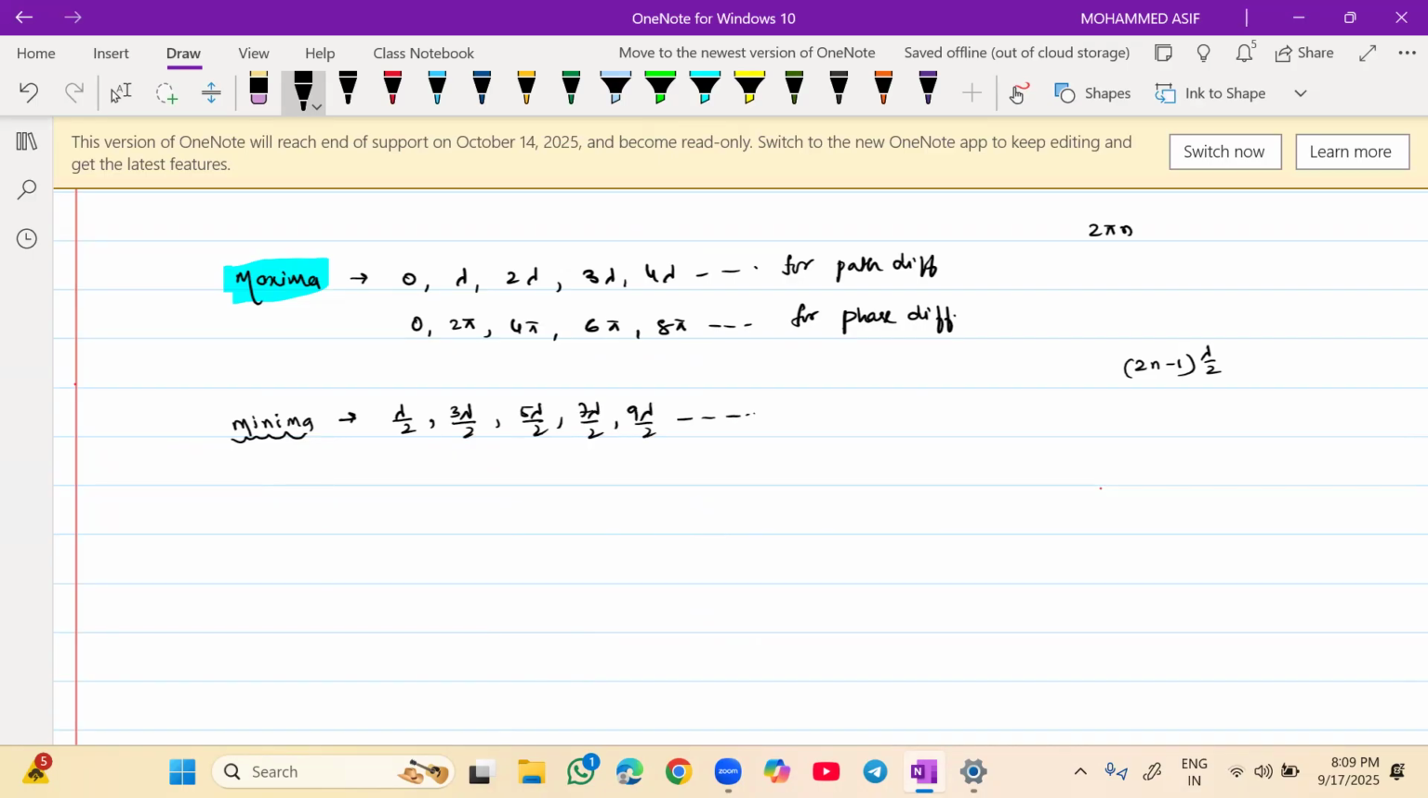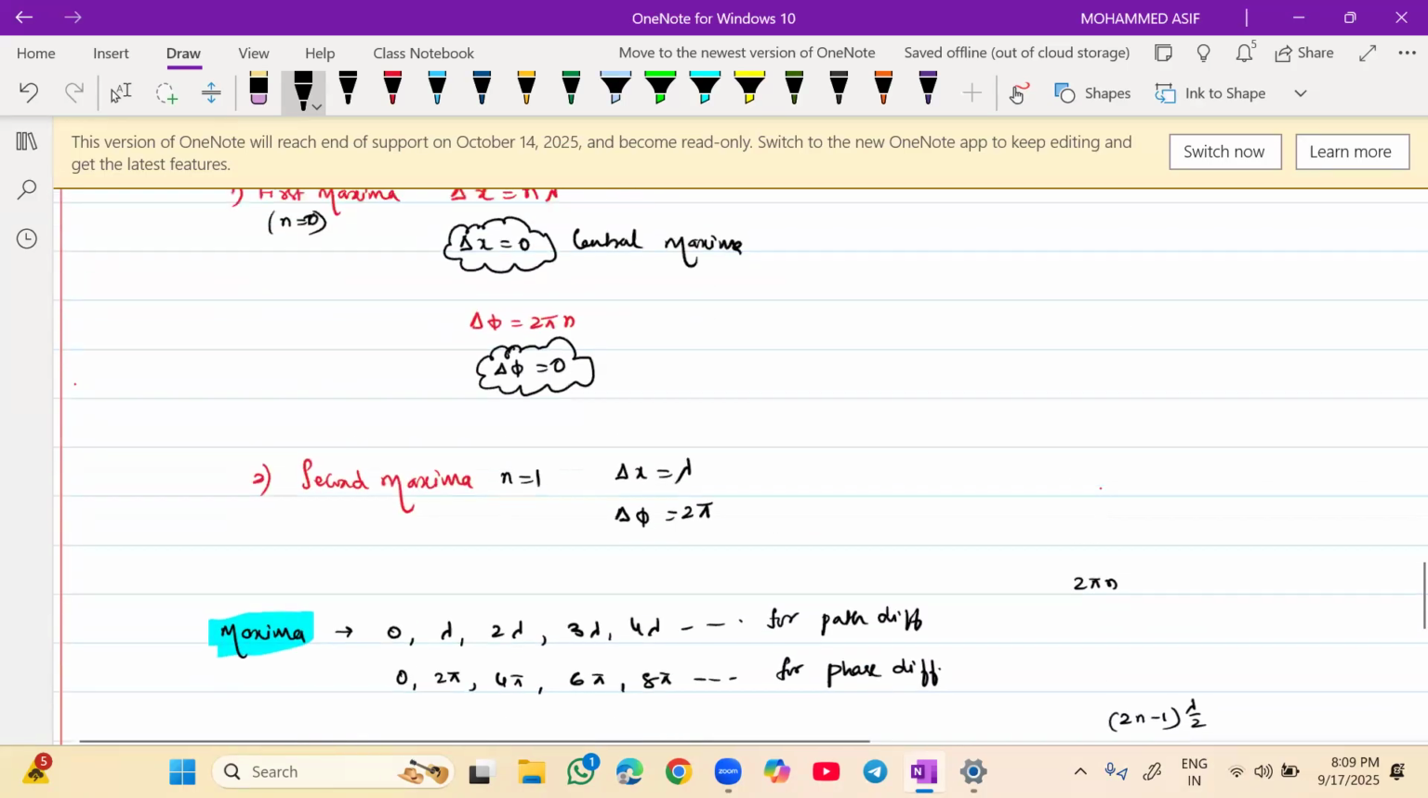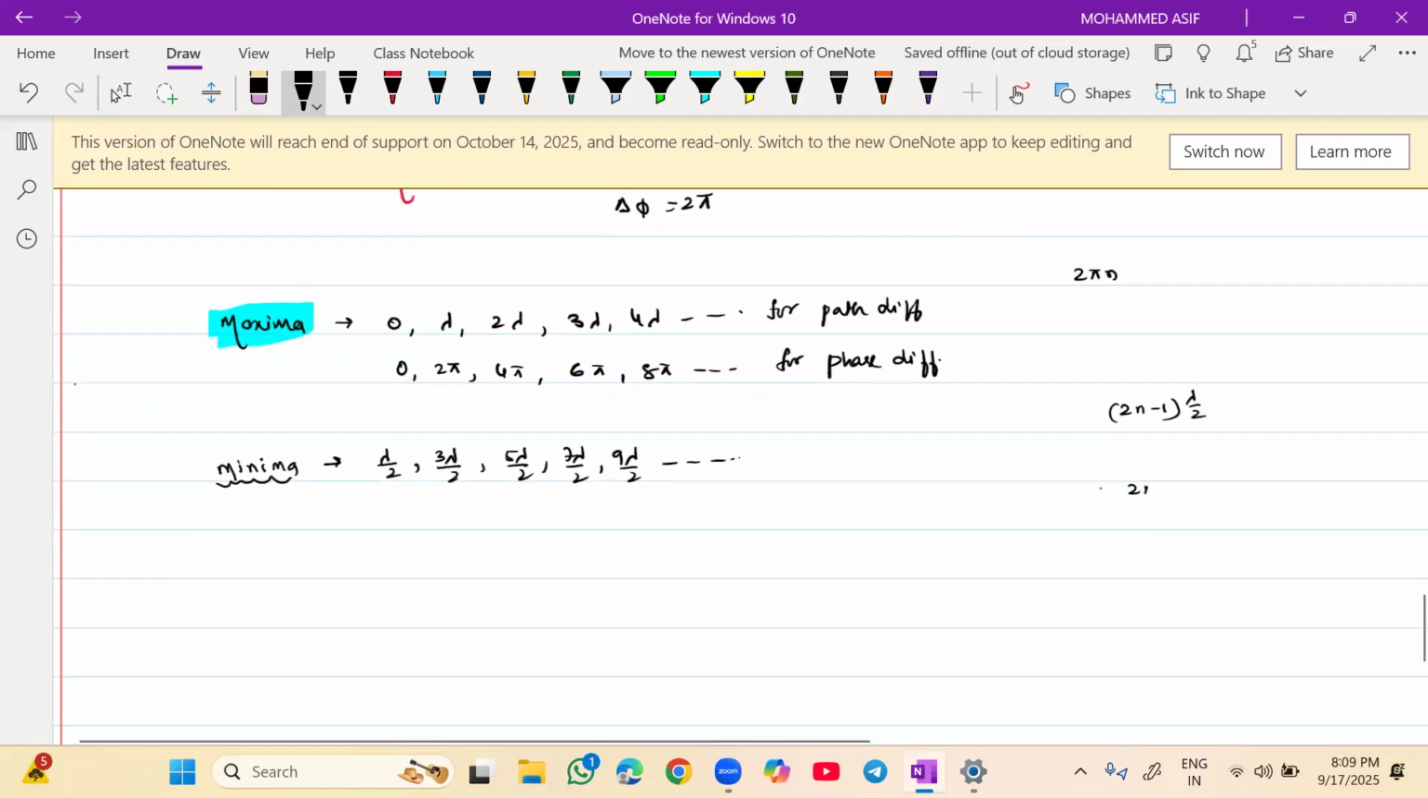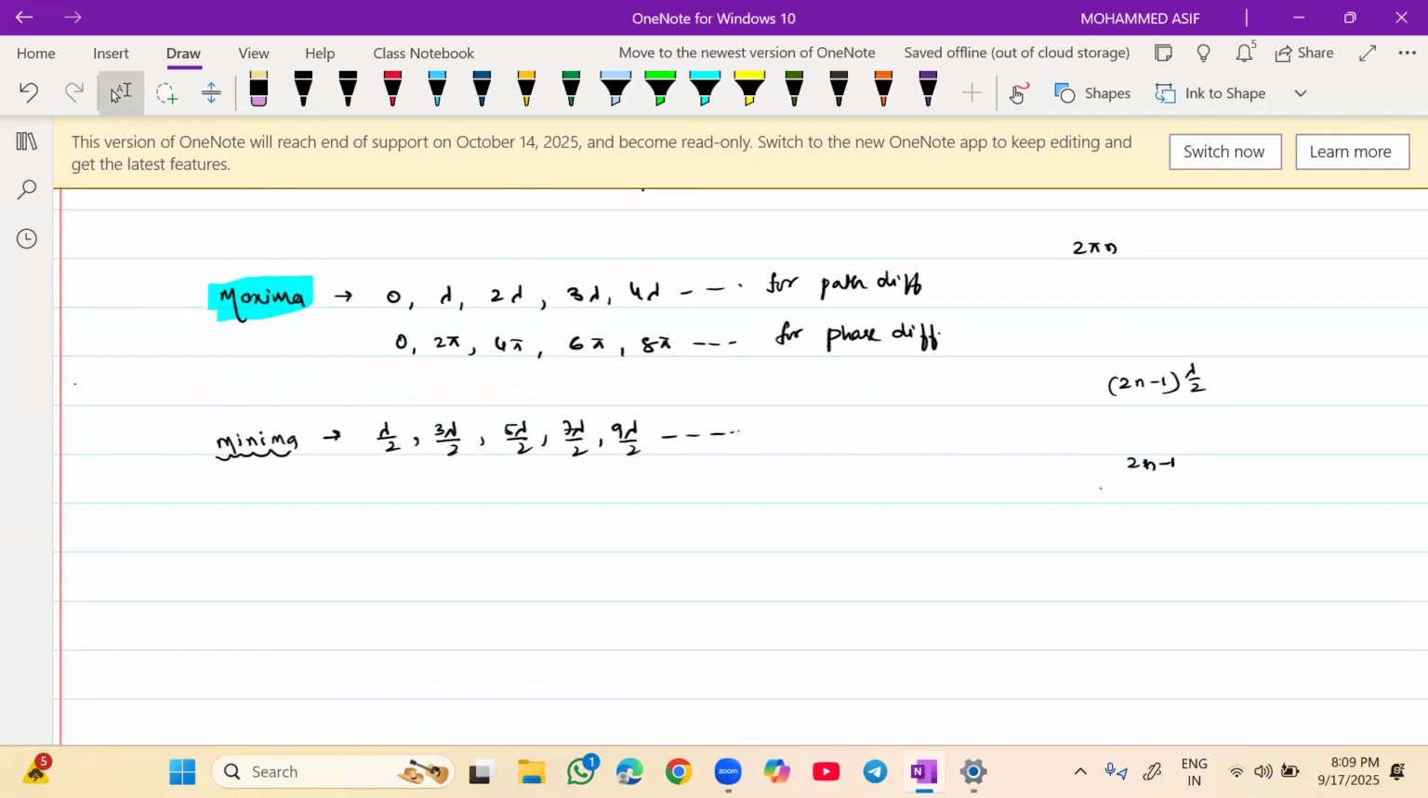Go on like this. What is the phase difference formula we have written? (2n minus 1) into pi. So it is (2n minus 1) into pi. Now, the previous one was for path difference. The next one is phase difference.